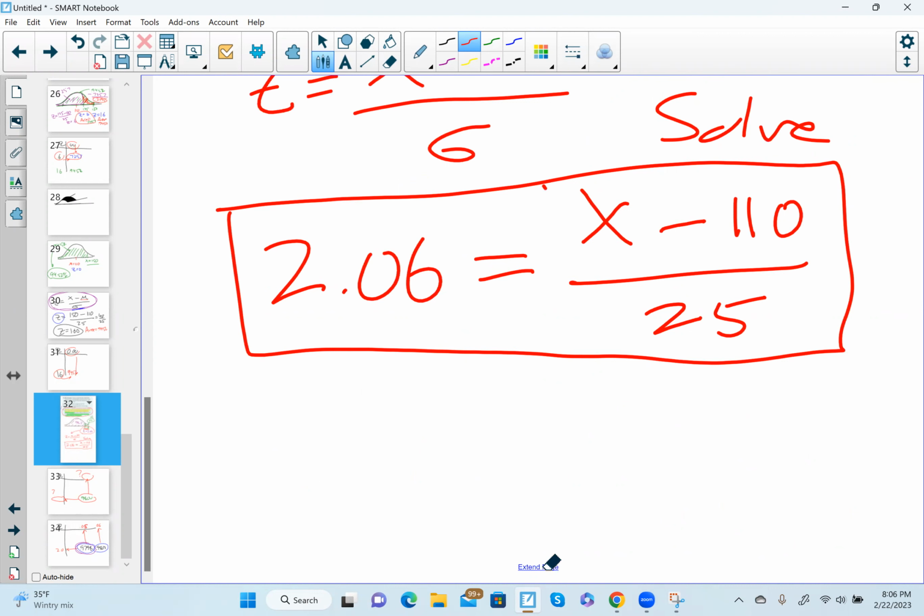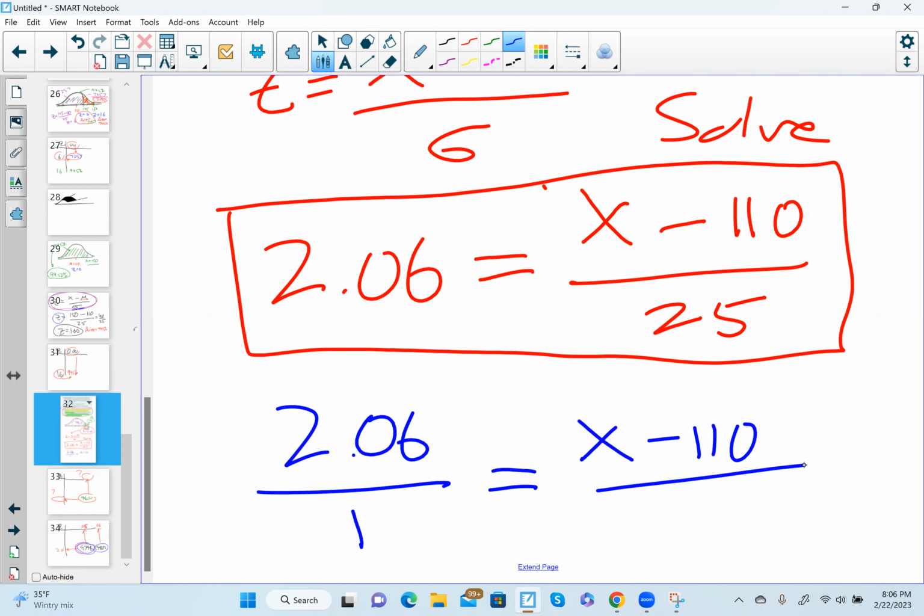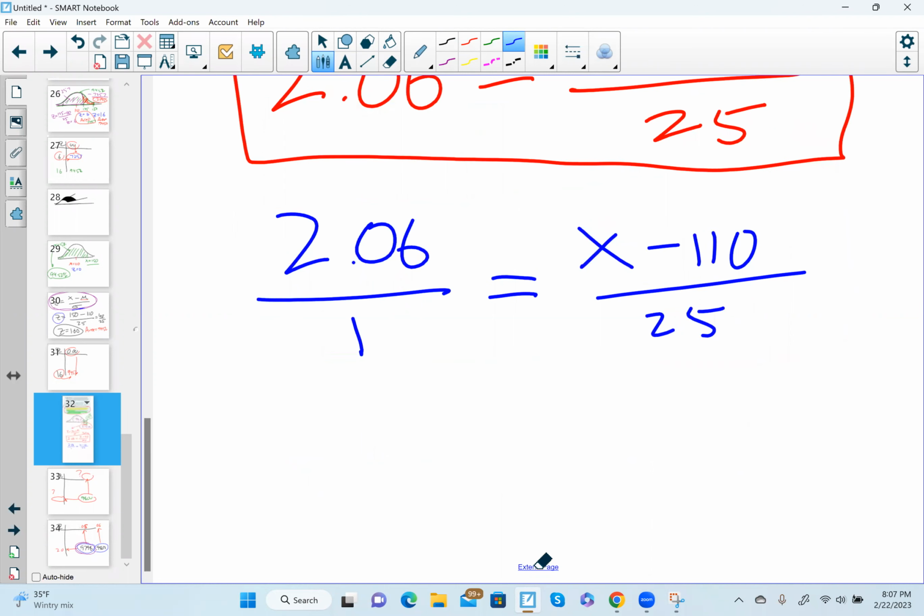Okay, so here's how you solve it. Some of you may not have solved an equation like this in a long time. So the trick is you take the 2.06 and you put it over 1 equals x minus 110 over 25. Now I could mention this as well. There are other ways to solve this. This is just a way that's going to work very easily for all of us.